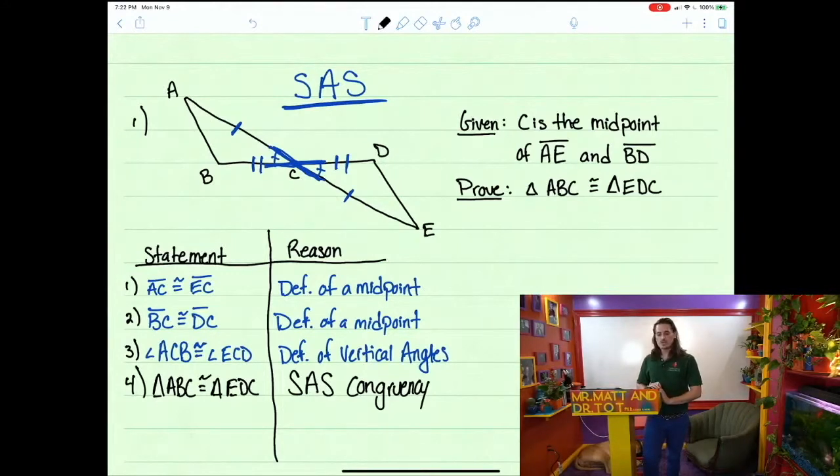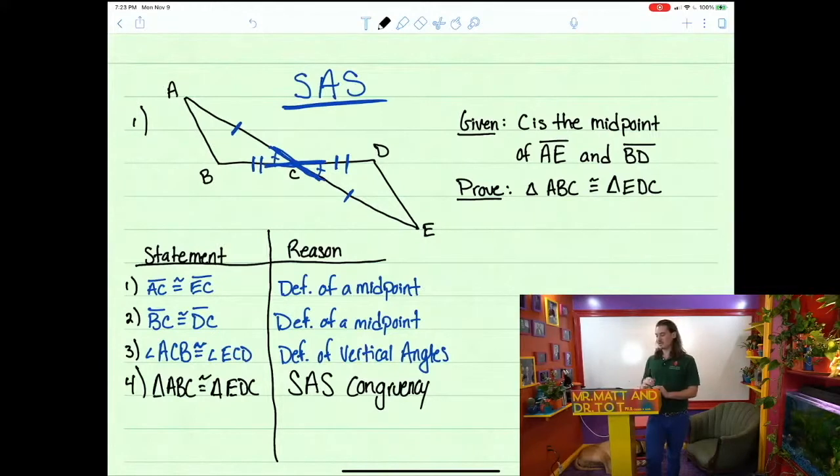Now, your teacher might also prefer you to list out the given information first, so then the first two statements would necessarily be C is the midpoint of line segment AE, therefore AC is congruent to EC because of the definition of a midpoint, and then go into C is the midpoint of line segment BD, and therefore BC is congruent to DC because of the definition of a midpoint. So some teachers have different preferences.